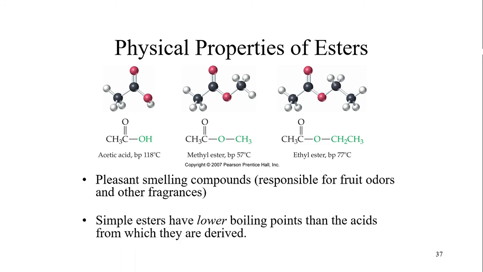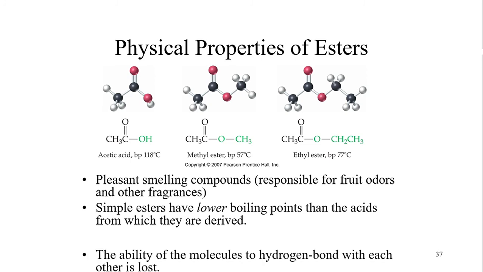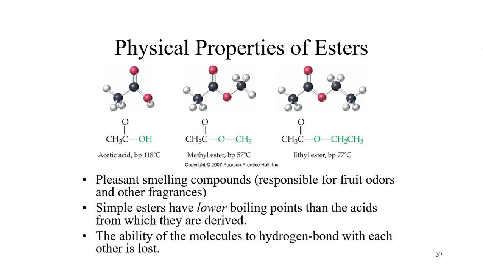Simple esters typically have lower boiling points than the acids from which they were derived. You can see here that acetic acid has a boiling point of 118 degrees Celsius, but the methyl ester and ethyl ester have lower boiling points. That is because as you condense the alcohol with the carboxylic acid, you've essentially lost the ability of these molecules to engage in hydrogen bonding with each other.